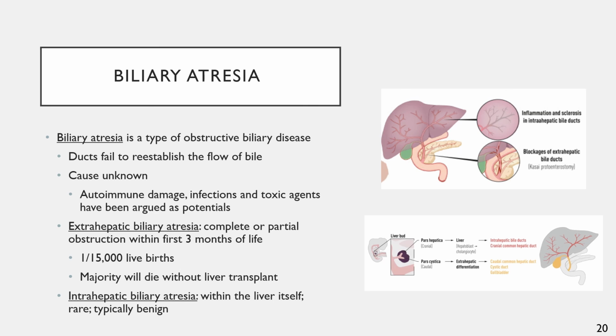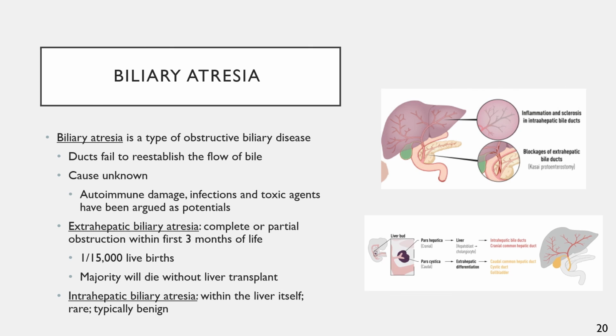Biliary atresia is a type of obstructive biliary disease where the ducts fail to recanalize for whatever reason, so the flow of bile is obstructed. Biliary atresia can be either extrahepatic or intrahepatic, as we see displayed in these images. So intrahepatic bile ducts obviously being those ducts within the liver itself, whereas extrahepatic bile ducts being outside of the liver, so the common bile duct, common hepatic duct, and cystic duct.